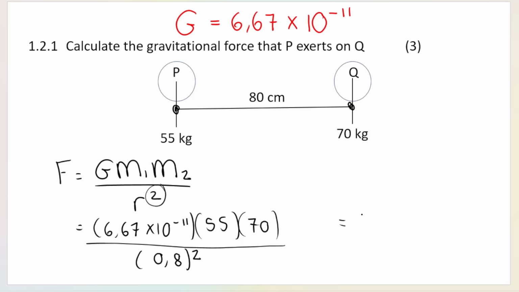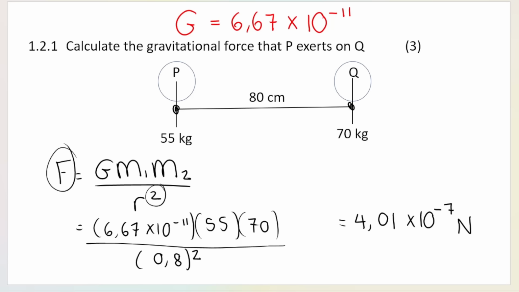Now, my calculator gives it to me as 4.012, so I'm going to round it off to 2 decimals. So 4.01 times 10 to the negative 7 Newton. Remember, the unit for force is Newton. And also, you can't leave off the times 10 to the negative 7. That's part of the answer.